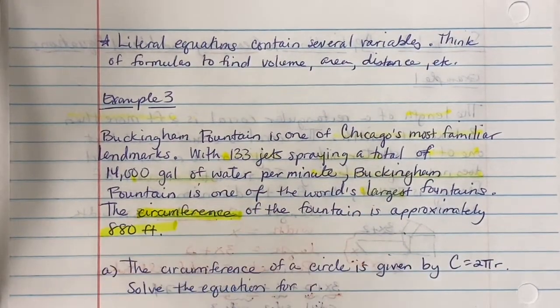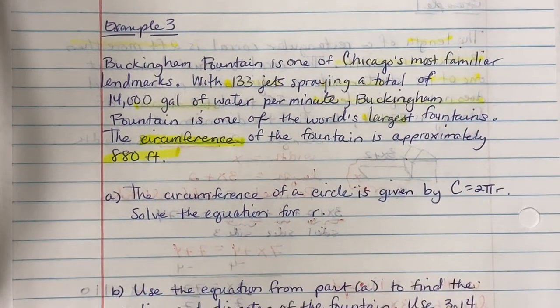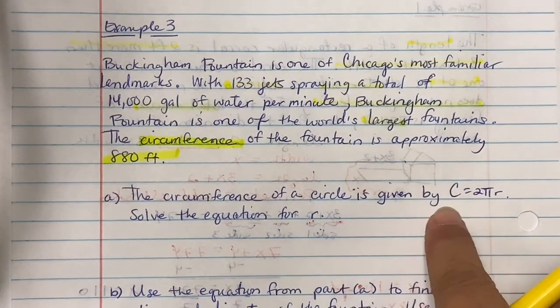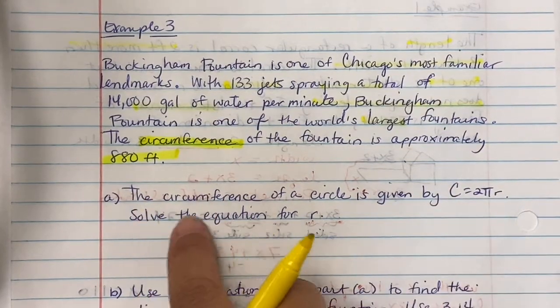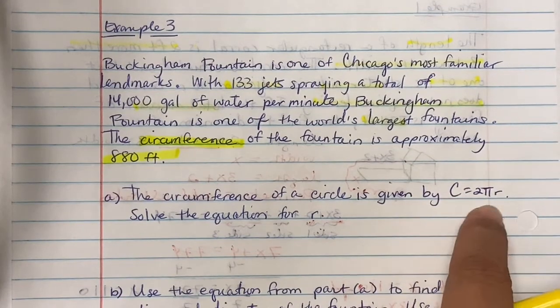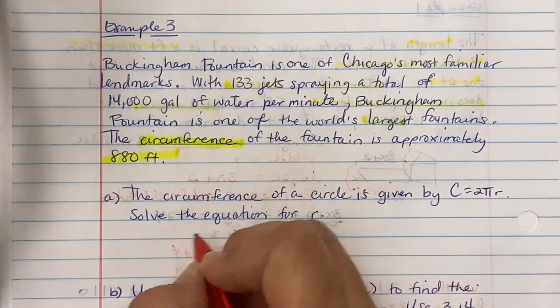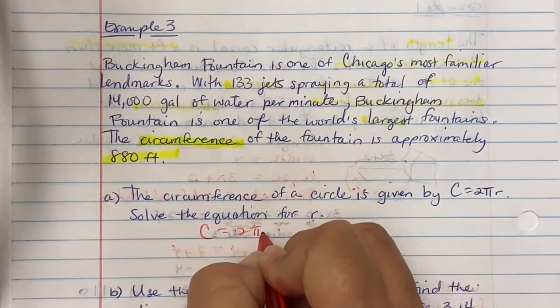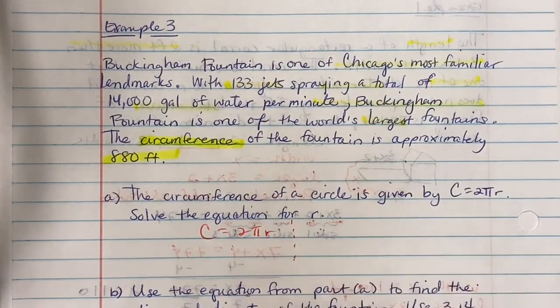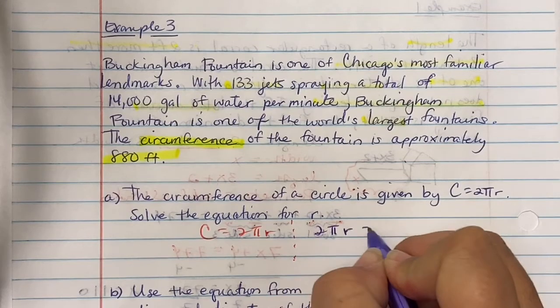Circumference is 880 feet. We know circumference. It says the circumference of a circle is given by the formula, circumference equals 2 pi r. They want us to re-imagine this formula using literal equations, because this is what it's called, and solve for the letter r. So you're going to take your equation, and I'm going to do a mirror image because I want the r to be on the left side. So now I'm reading it as 2 pi r equaling c.